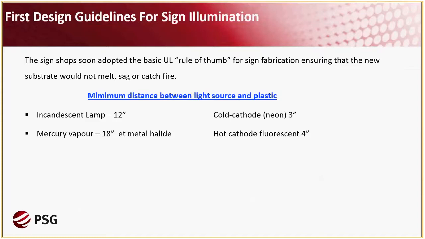Incandescent lamp from the interior of the plastic face was at 12 inches. Mercury vapor, later on introduced, was at 18 inches. Cold cathode and hot cathode fluorescents are the ones that concern us most here, because they are the sellers. For cold cathode, we made channel letters, and with hot cathode, we made fascia signs and double face signs. That 3 inches was the minimum, and the diffusion for that was 3-inch centers. That's the 1-to-1. With hot cathode fluorescence, 4 inches, it's 2-to-1 diffusion ratio.